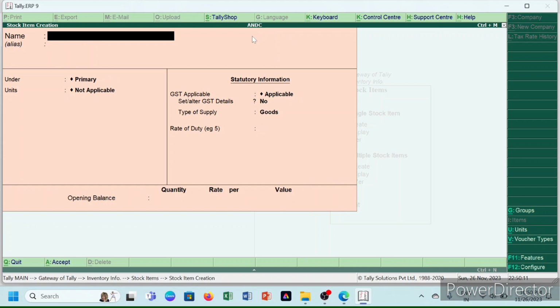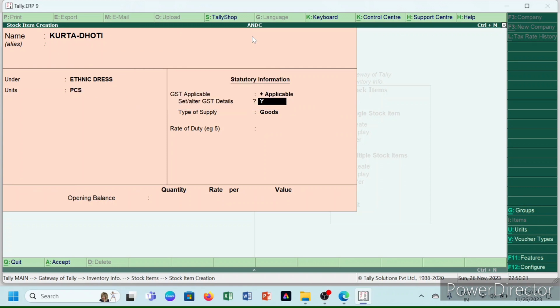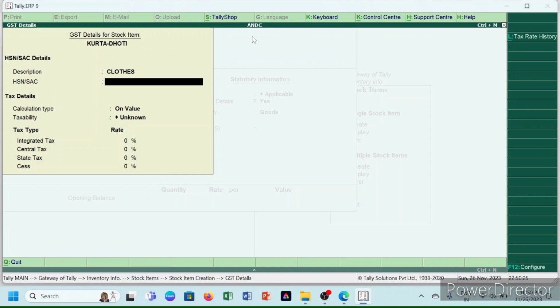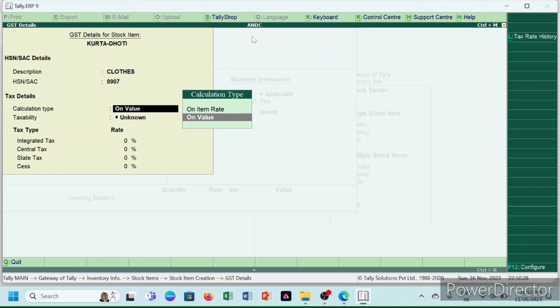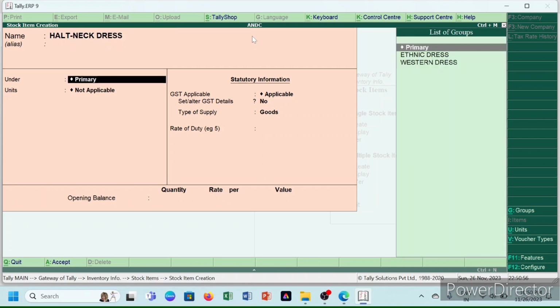The next is kurta dhoti. Came under, yes. Again it is a cloth. You can put any HSN number. Taxable 12%. And halter neck dress will become under western dress.